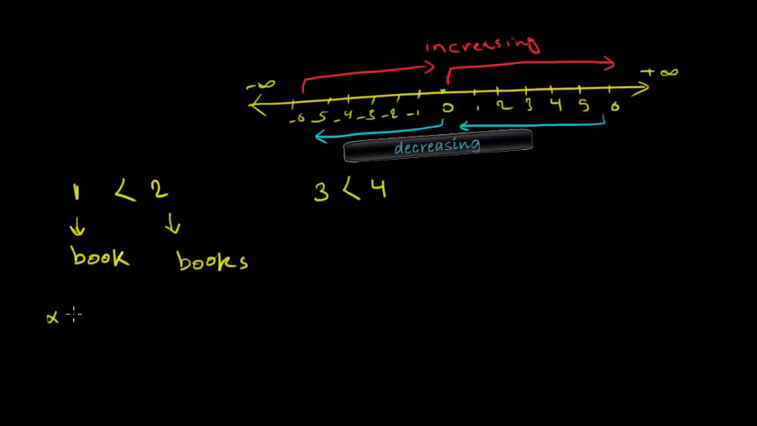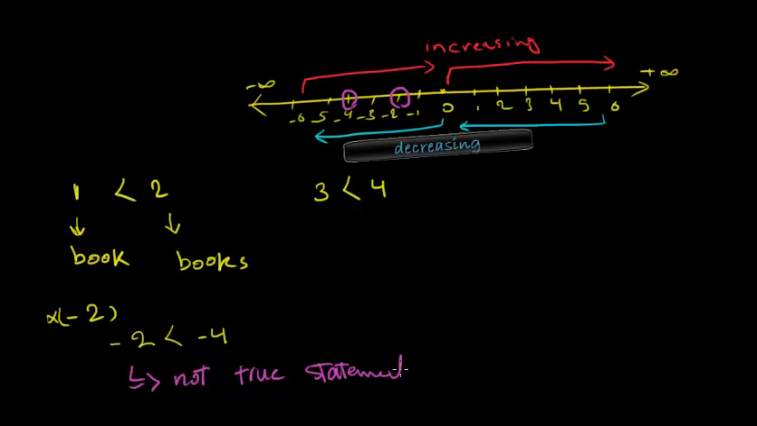Let's multiply them by -2. So we'll have -2 less than -4. -2 is here, and -4 is here. Which one is bigger? -2 is bigger than -4. Therefore, this statement is not a true statement, while these two are true statements.